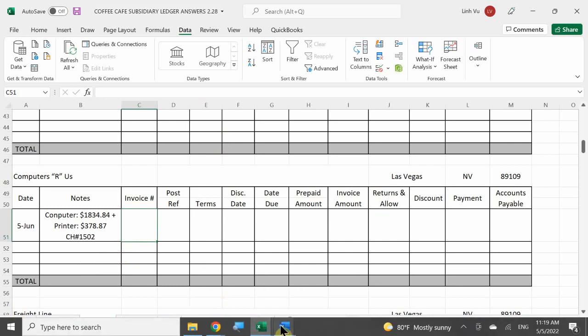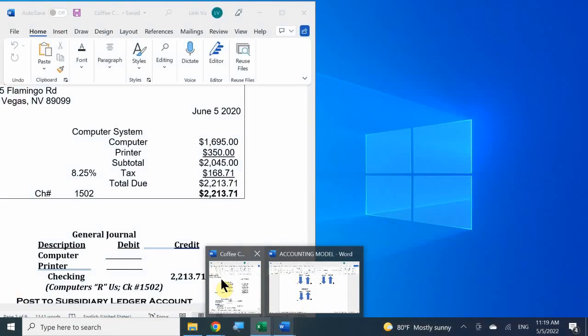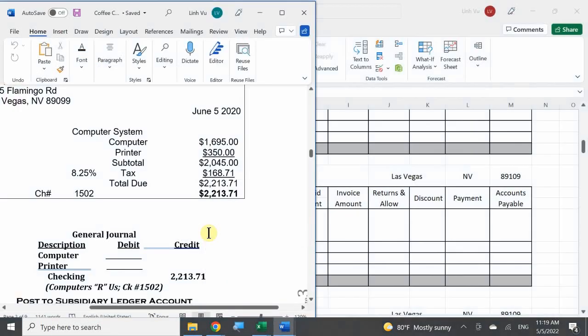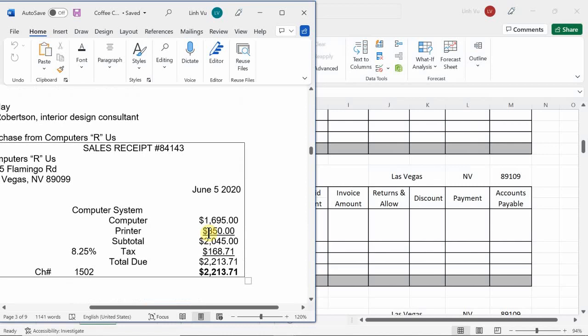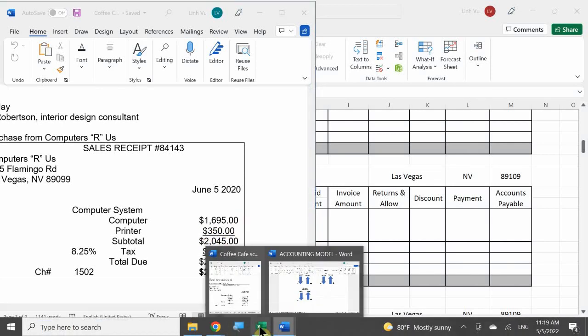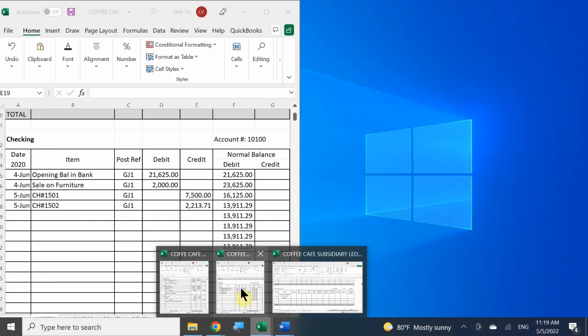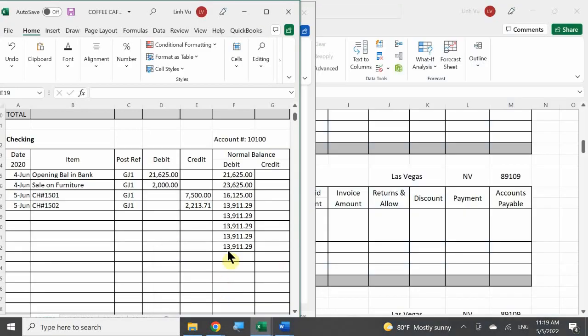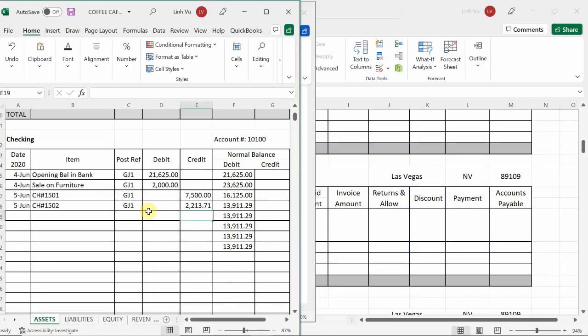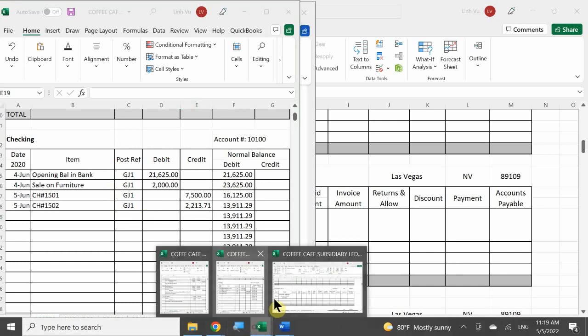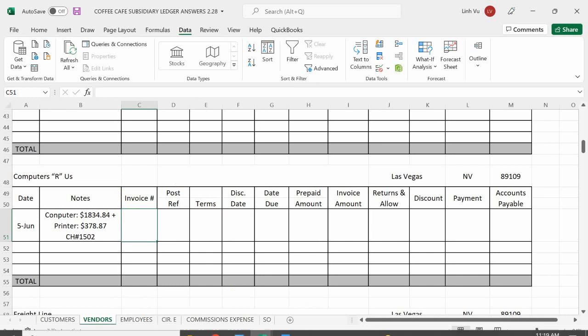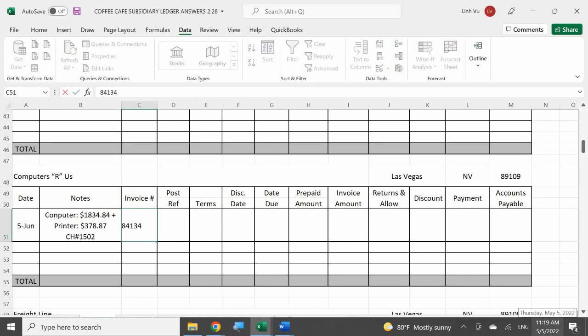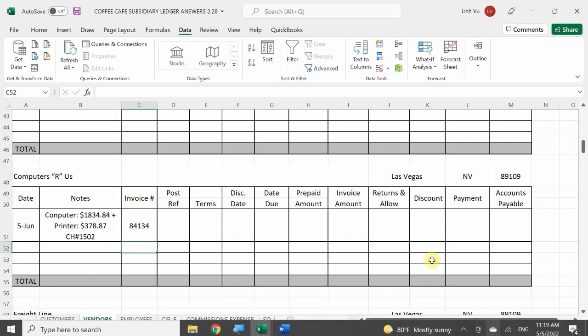So in this case, we got a sales receipt. The sales receipt number was 84143. So this is proof that a transaction has occurred, but this is also the proof of the receipt that you need to have, on the subsidiary line, so that you can return the product.